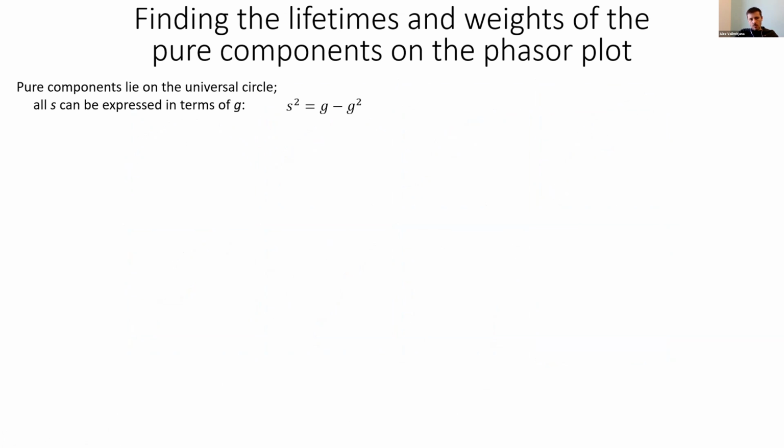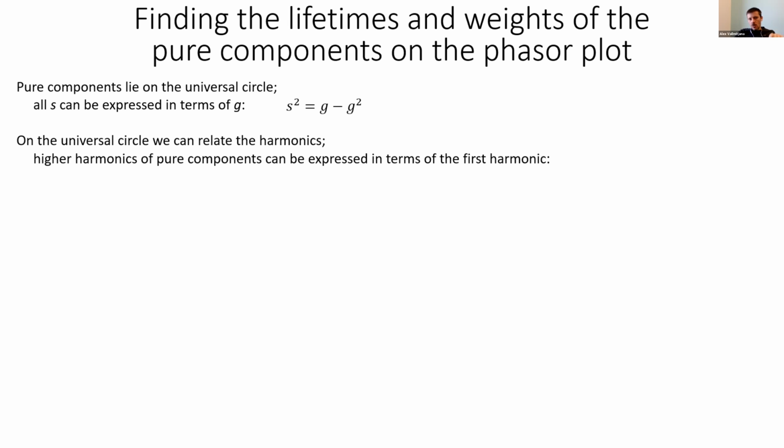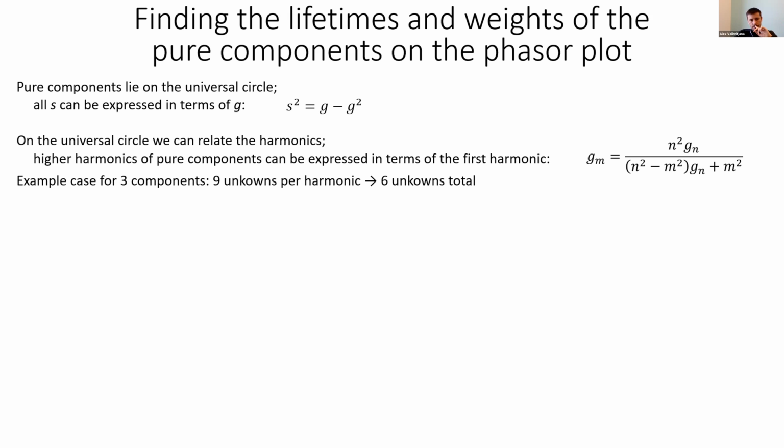So how do we solve this problem? We know that the pure components should be on the universal circle. So we have the expression of the universal circle, and we know that we can relate the higher harmonics on the universal circle as well with this formula. For example, in a case of 3 components, each component has its S, its G coordinate, and its weight, right? So it's 3 unknowns for each component. 3 times 3, it's 9 unknowns.